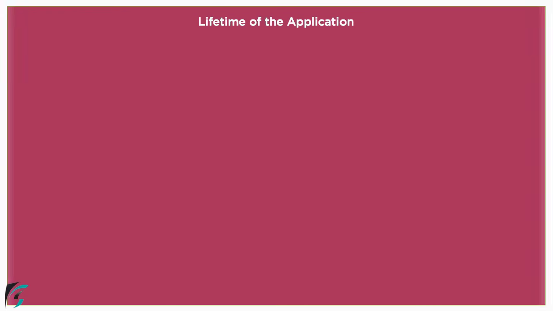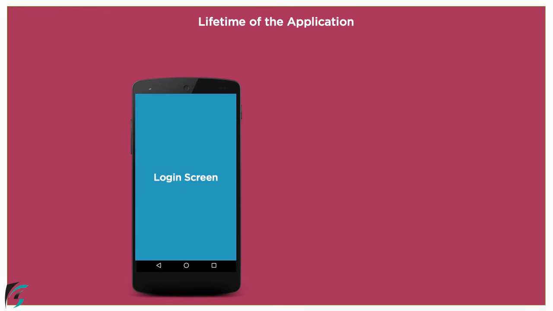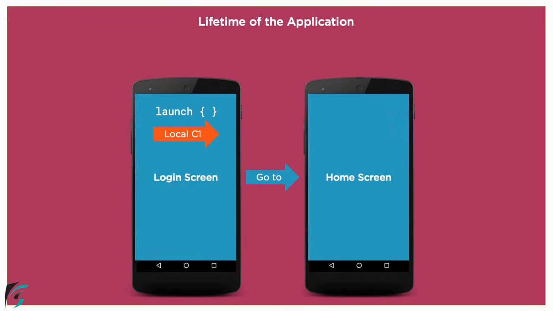Well, let us assume we launch an application. So this entire red box represents the lifetime of the application. Let us assume that. Now, in your application, suppose you are currently in a login screen. And from this screen, you launch a coroutine C1 using the launch function. And then you navigate to another screen, maybe a home screen or something like that. And here as well, you launch another coroutine C2 using the launch function.